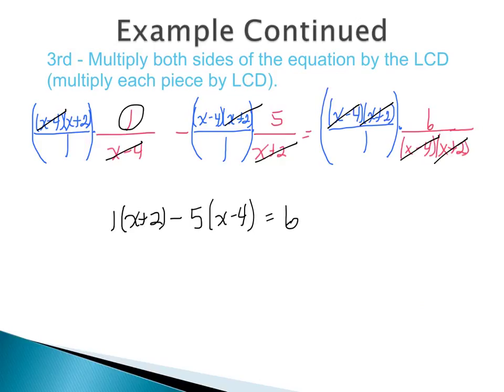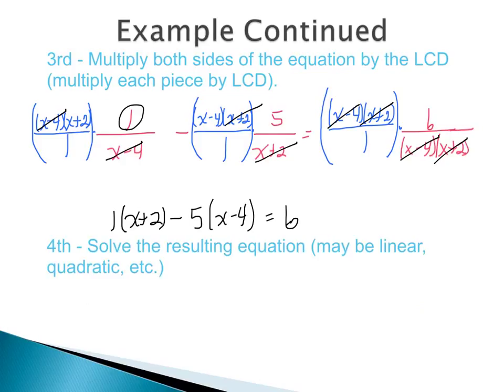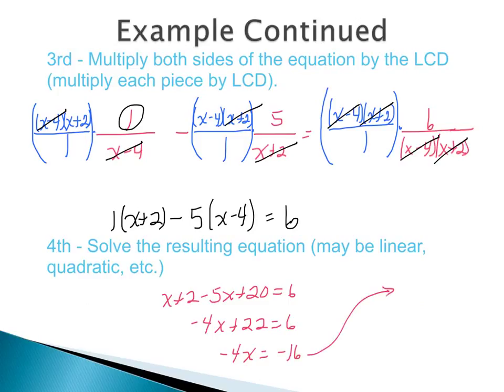Which brings us then to our next step. Our fourth step is to solve the linear equation. So following our steps for solving a linear equation, I would want to distribute to get rid of our parentheses. So I'd be left with x plus 2 minus 5x plus 20 equals 6. Combining like terms, we would have negative 4x plus 22 equals 6. Moving the 22 over, we would have negative 4x equals negative 16. And then when we divide both sides by the negative 4, we would be left with x equals 4.